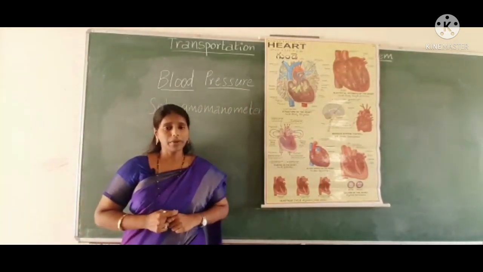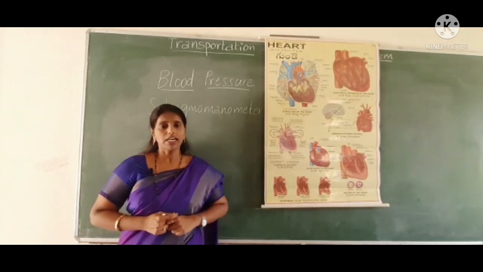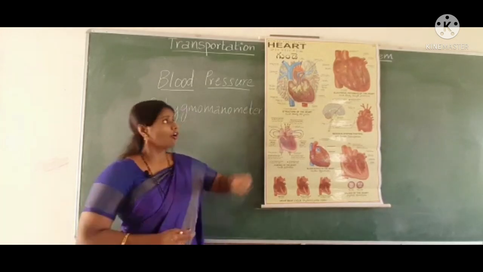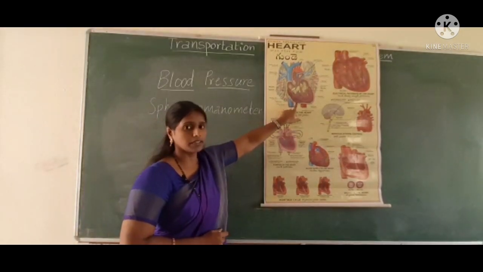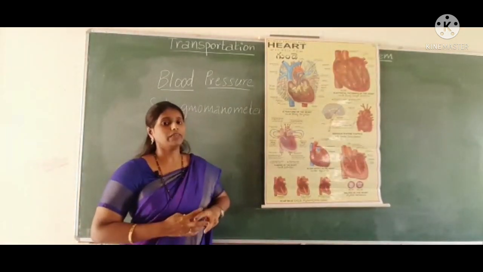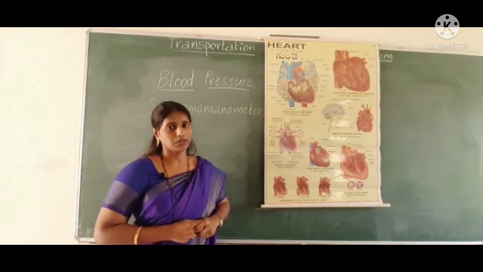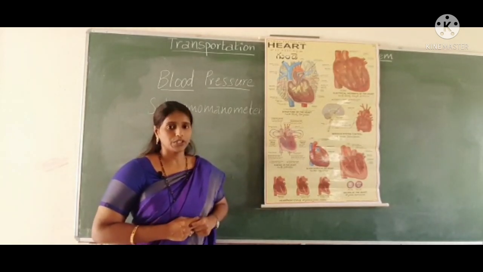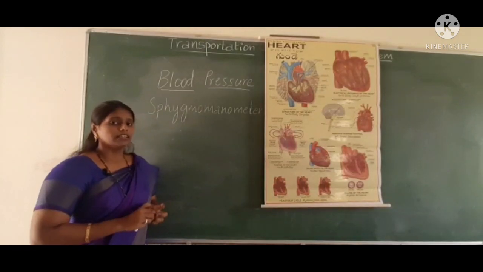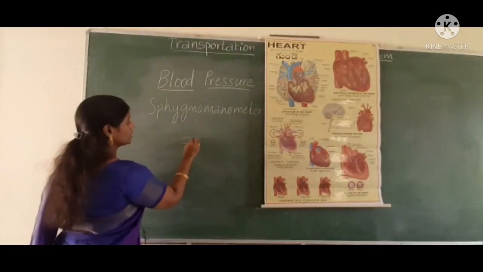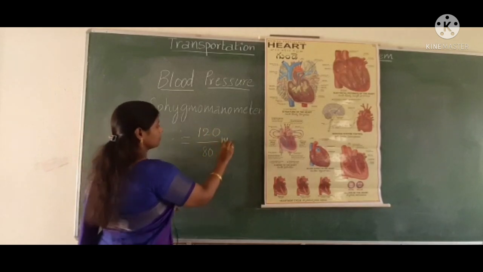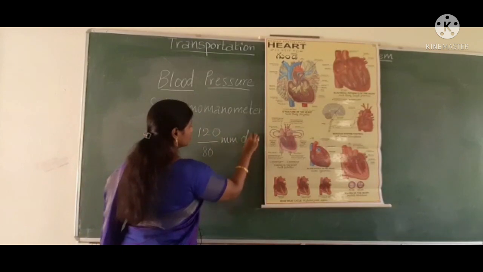BP, that is the blood pressure, is the pressure created in the heart due to blood flow in the ventricles of the heart. When the ventricles contract and when they relax, they create a pressure called blood pressure. In normal adults, the BP is 120 by 80 millimeters of mercury.